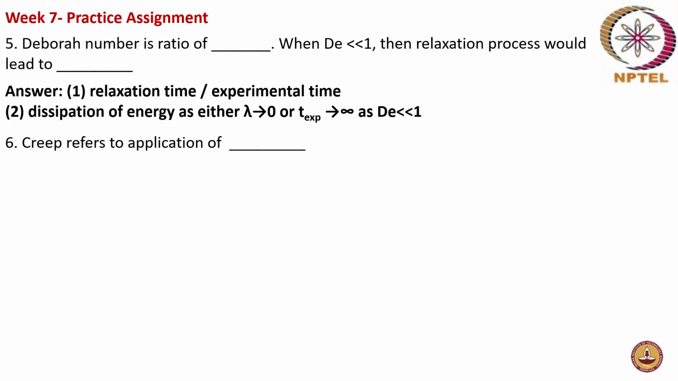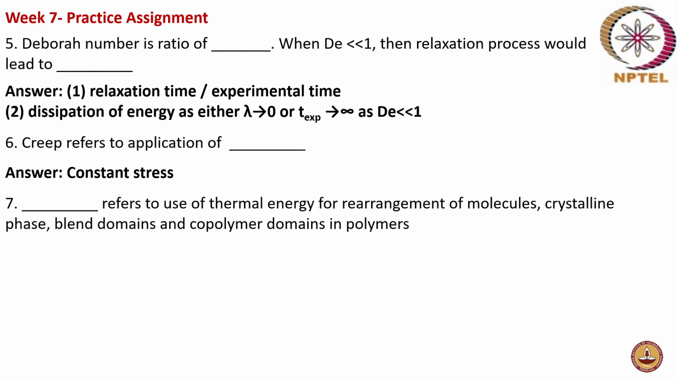Application of what? Constant stress and variable strain, ma'am. Application of constant stress, and then you measure the strain over time. Great. Next. Dash refers to use of thermal energy for rearrangement of molecules, crystalline phase, blend domains, and copolymer domains in polymers.